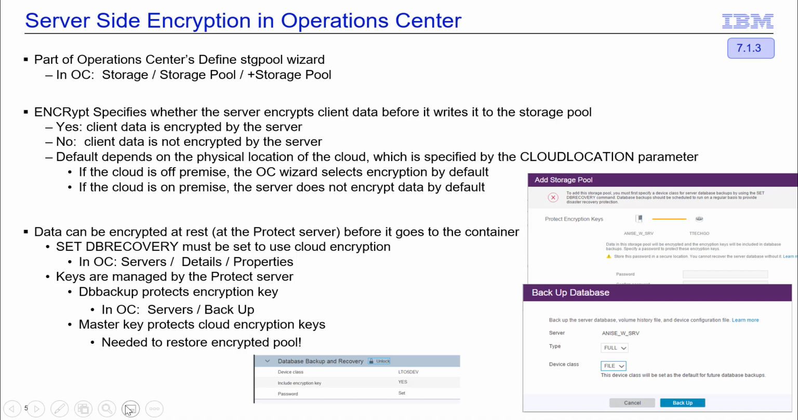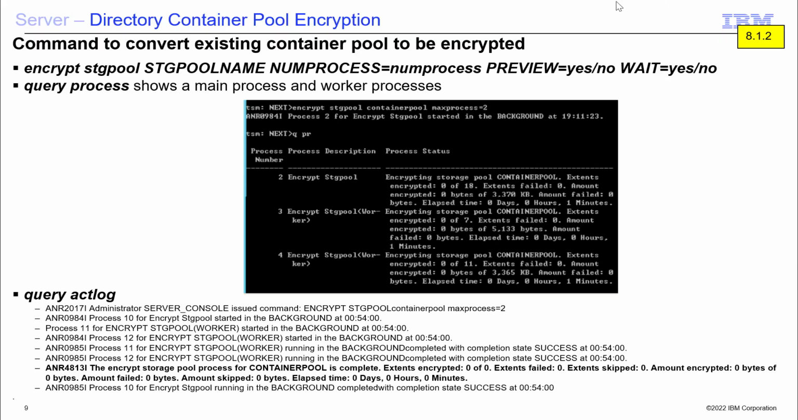If you lose the Spectrum Protect database, there's no way that we're going to be able to unencrypt those container storage pools. Starting in version 8.1.2, we introduced the ability to encrypt directory container storage pools that had data that previously was not encrypted. Remember, if you turn on encryption for a directory container storage pool or any pool, it only encrypts the new data that's being written out there.